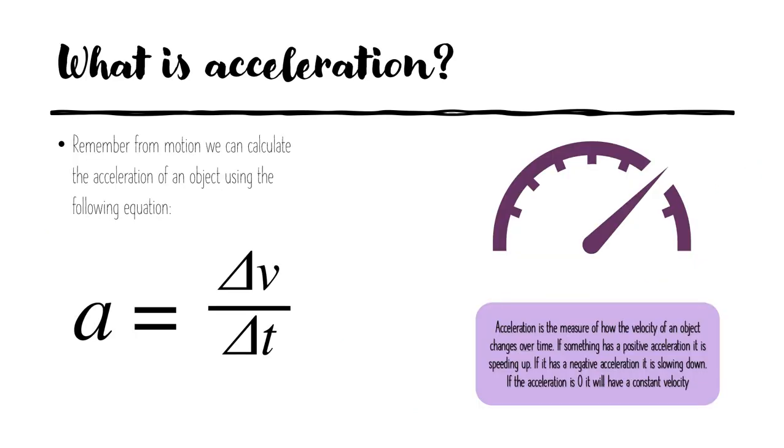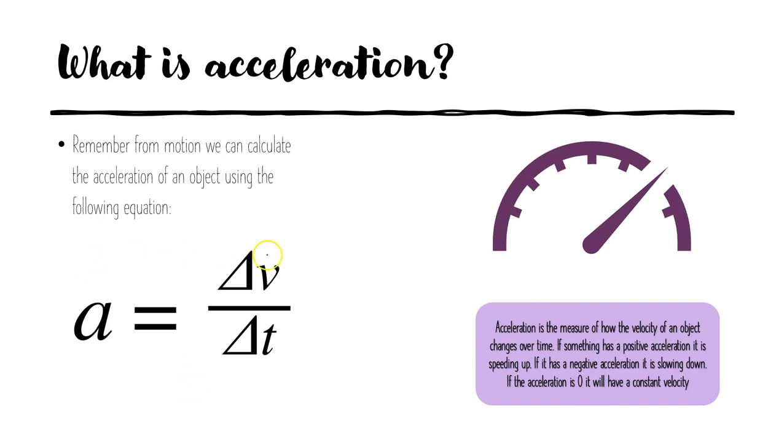So just a little bit of review on what acceleration is from our motion unit. We should remember that acceleration is the change in an object's velocity with a change in time. Okay, so essentially this means that if we have a positive acceleration, then we will have an object speeding up. If we have a negative value for the acceleration, then our object will be slowing down. If the acceleration is zero, then we have no change in the velocity, so the object will be traveling with a constant velocity.